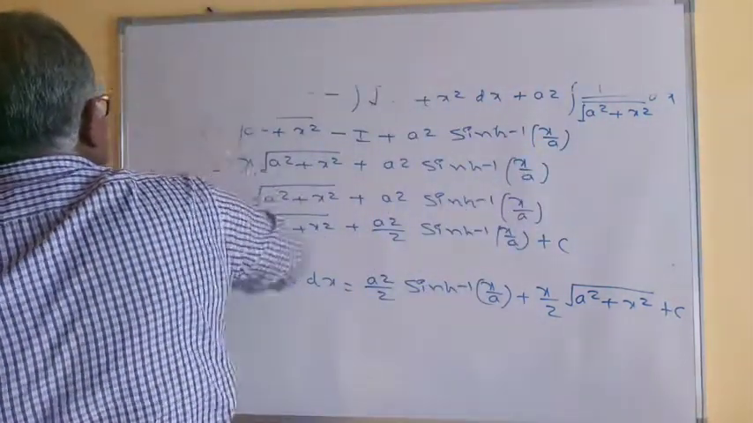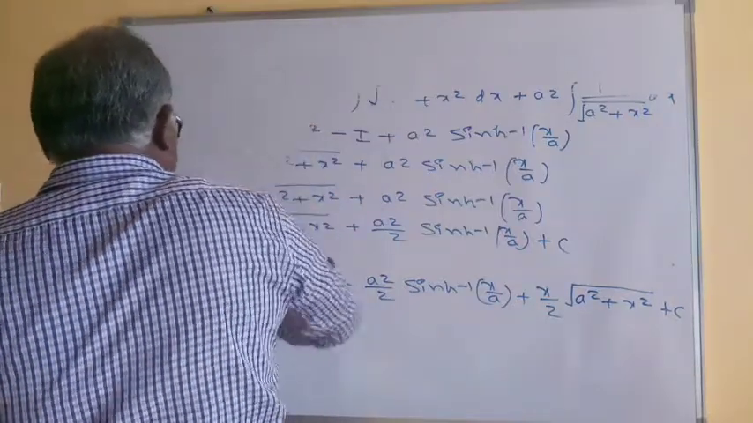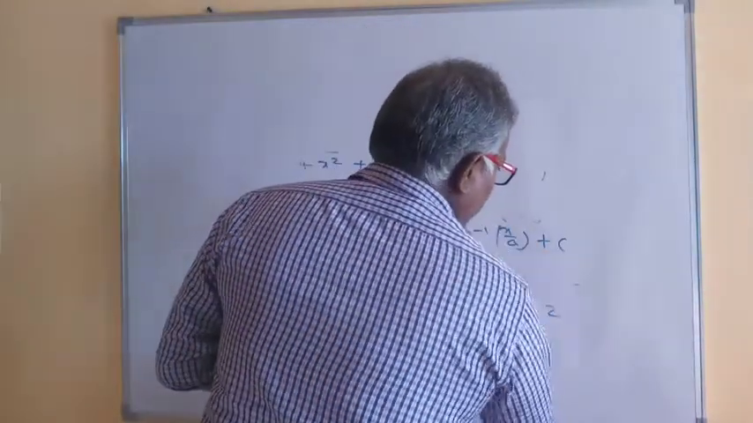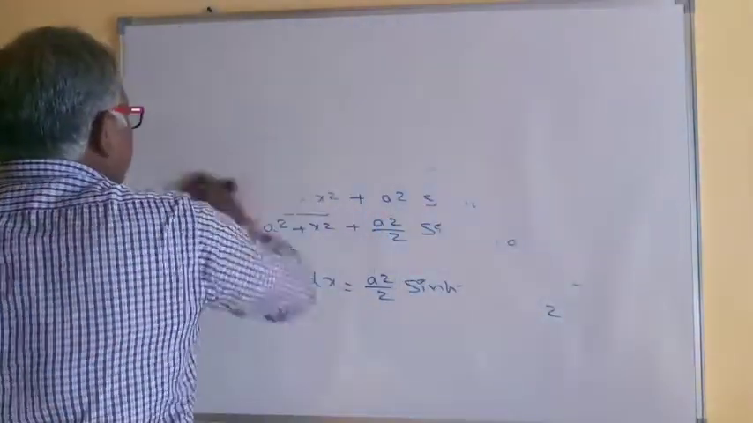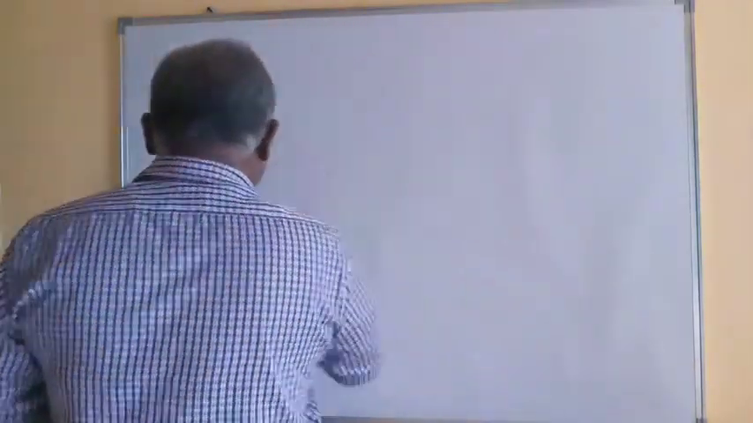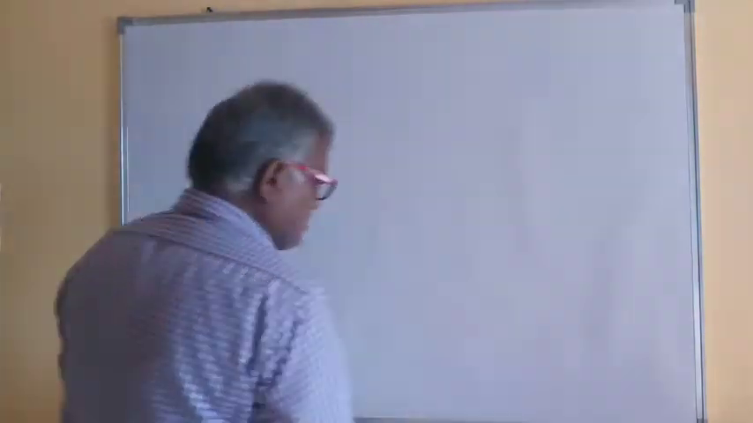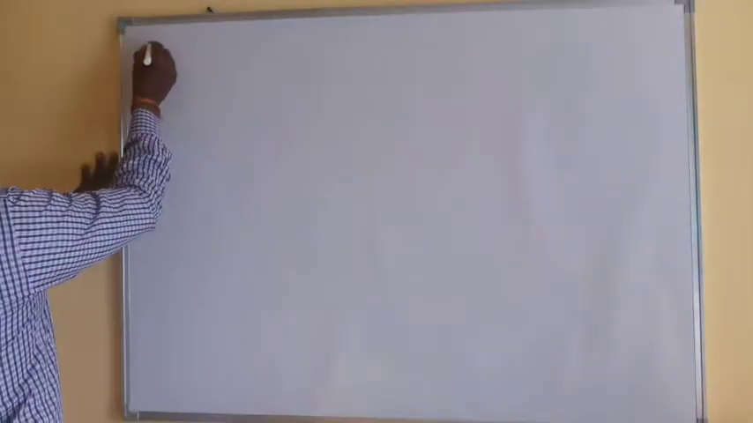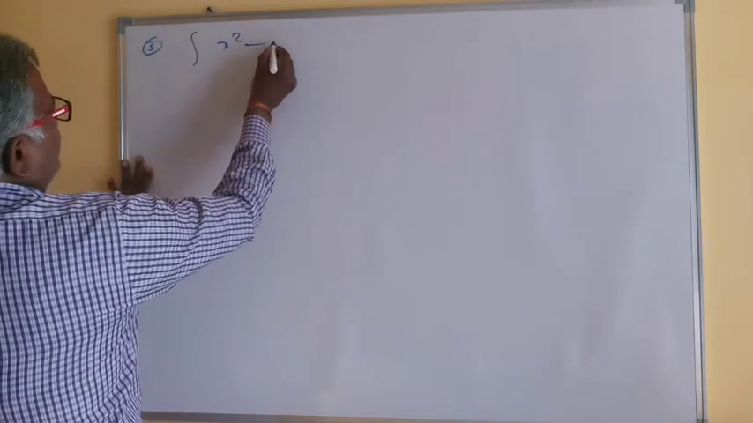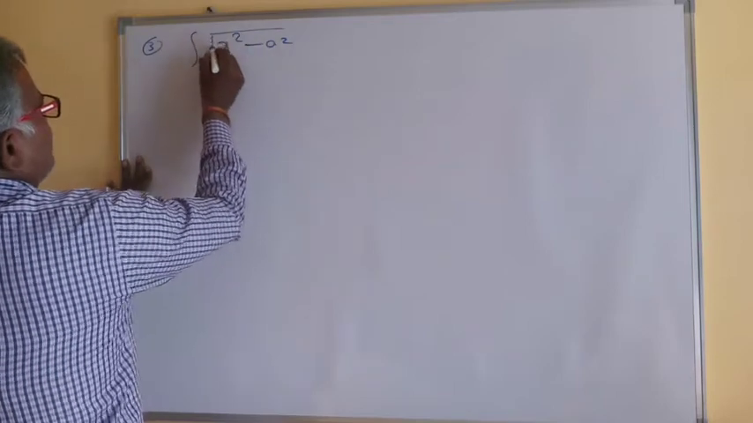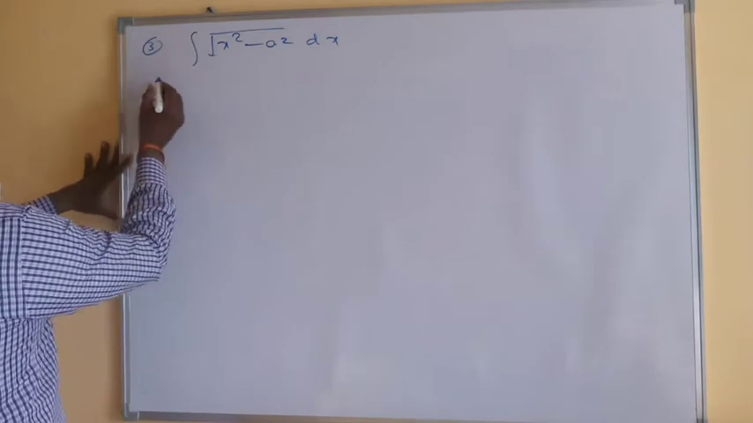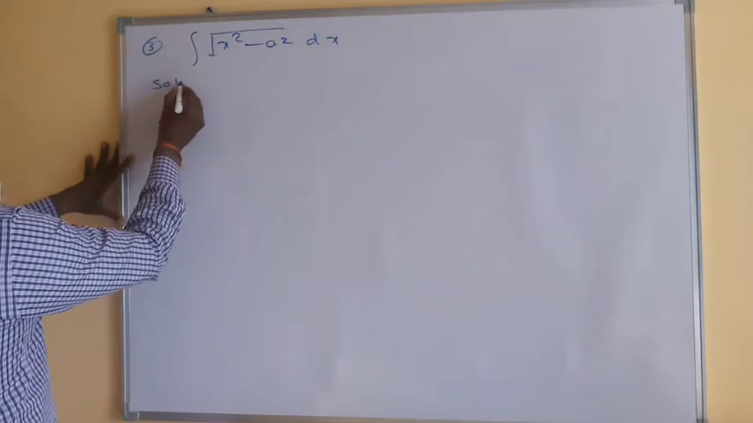Integral square root of x square minus a square. So this is also the crucial one, so carefully you have to follow. Question number 3, special one: integral of root of x square minus a square dx. Okay, so here you see the solution.